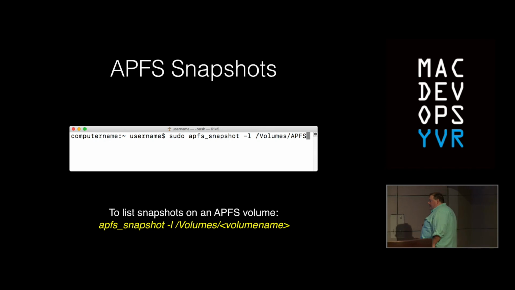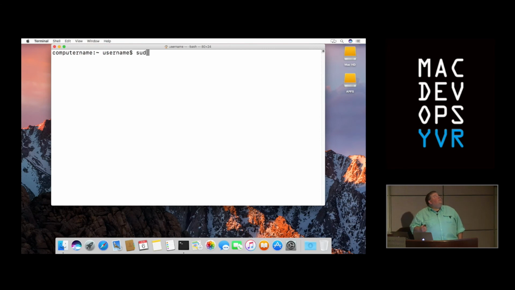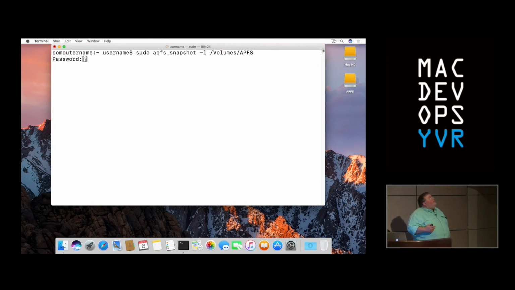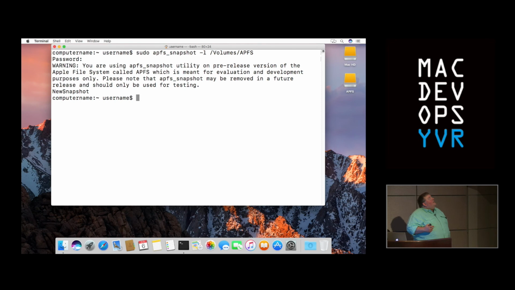To list the available snapshots in an APFS volume on Sierra, you would run the command shown on the screen with root privileges. In this case, we've already created a snapshot, and we want to take a look at where it is. So we're going to run sudo apfs_snapshot with -l, and ask it to list the snapshots associated with /Volumes/APFS. Put in our password for sudo. And we get our warning again, but underneath that, we get this listing for new snapshot to show that we do have a snapshot associated with this drive.